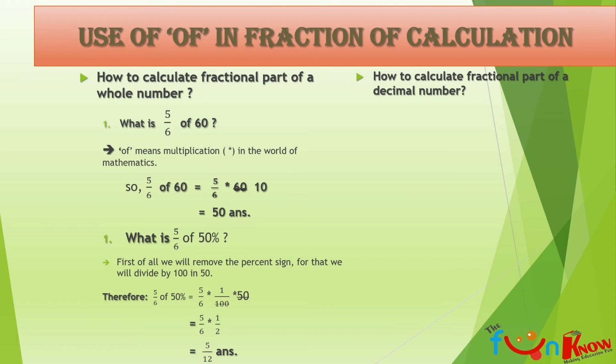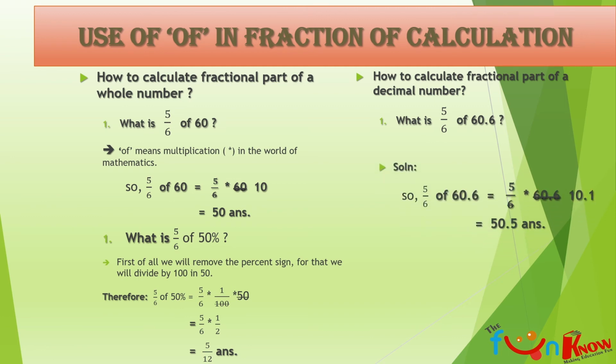How to calculate a fractional part of a decimal number? Students, here there is a question. What is 5 by 6 of 60.6? Here there is a decimal number. Before, we saw a fractional part of a whole number, then a fractional part of a percentage, and here we are going to see a fractional part of a decimal number, 5 by 6 of 60.6. The solution is 5 by 6 into 60.6.